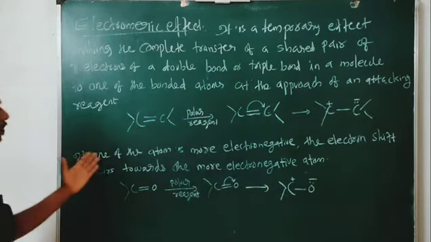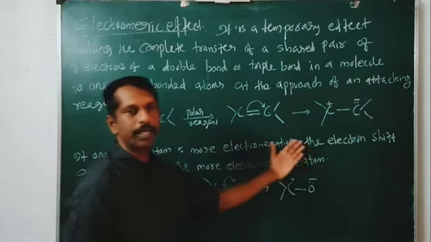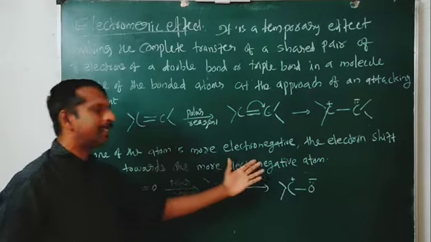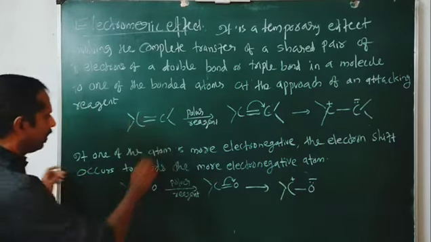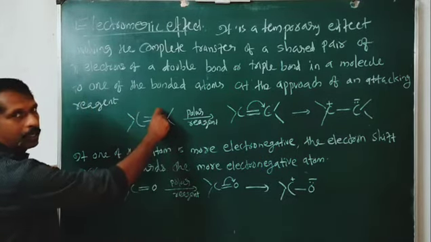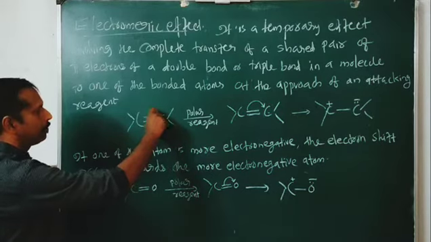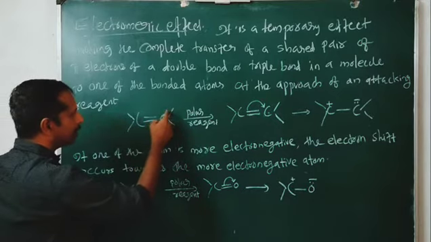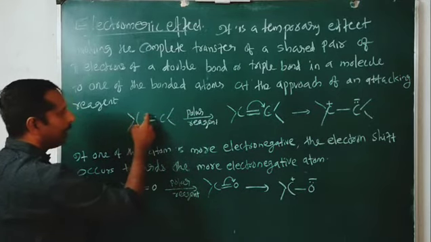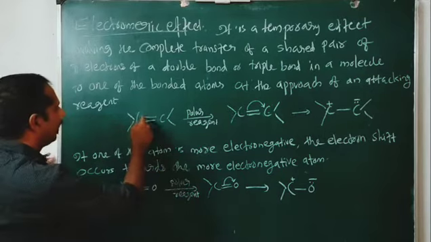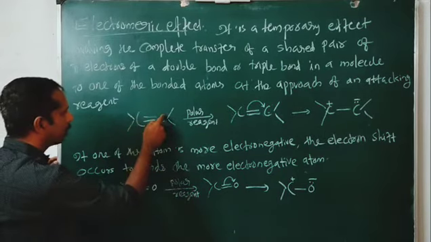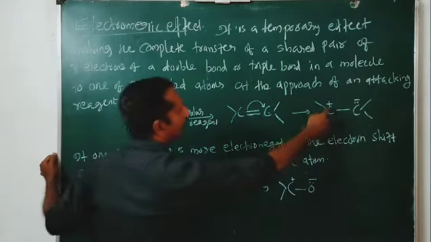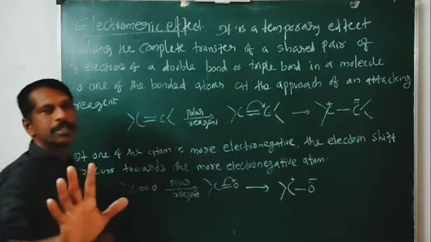Now look here, if one of the atoms is more electronegative, the electron shift occurs towards the more electronegative atom. Suppose here both the atoms are carbon atoms. The double bond is between carbon and carbon. So when the attacking reagent comes here, the electrons will be moved to here. That means it makes no difference. The electrons can go from this carbon to this carbon, or from this carbon to that carbon. Anyway, you will get one carbon with a positive charge and the other carbon with a negative charge.